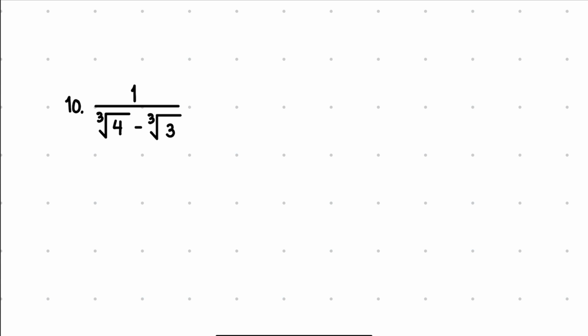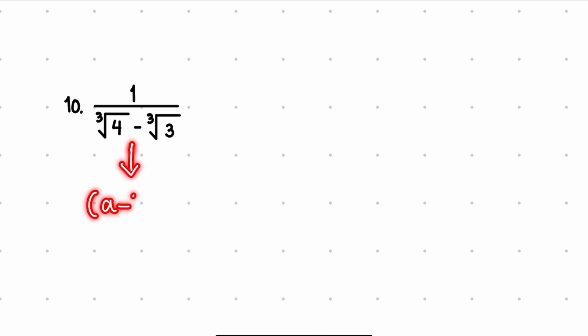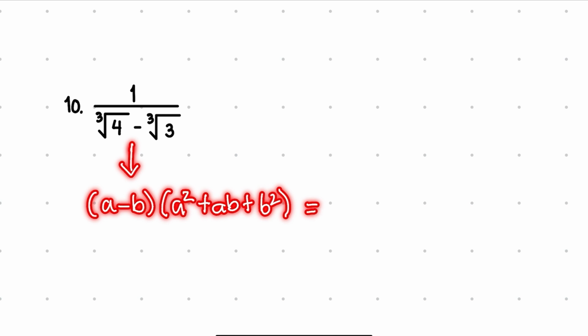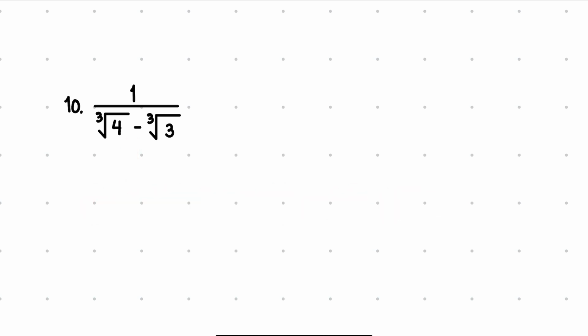But in here we have cube roots. So if a while ago we used difference of 2 squares, this time we can use the difference of 2 cubes. If we view this one as a minus b, recall that when we multiply a squared plus ab plus b squared, then this one will actually be equal to a cube minus b cube. That means that the cube root of 4 will just become 4 and the cube root of 3 will just become 3. And the key here is what we multiply.